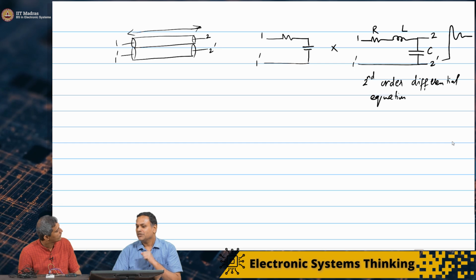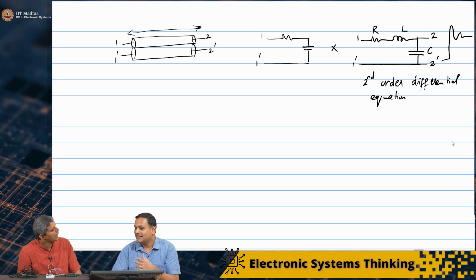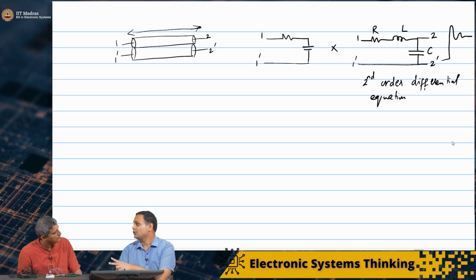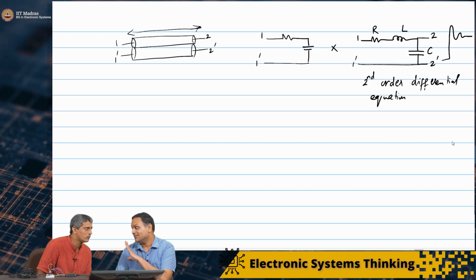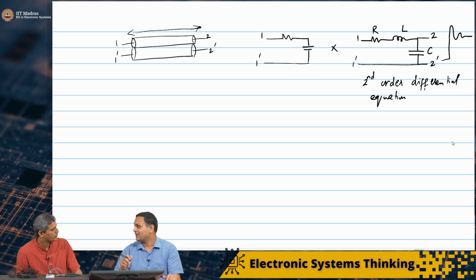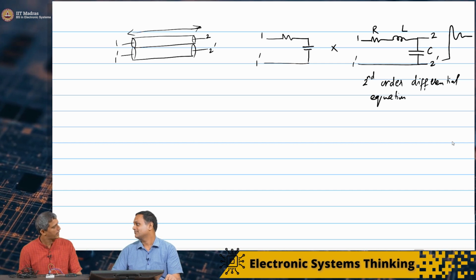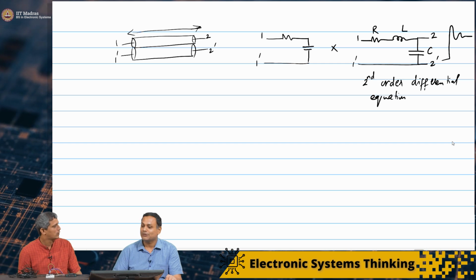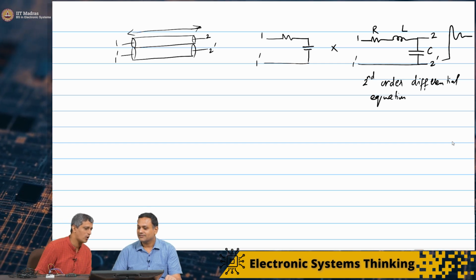So my guess is that we know that an inductor can actually store energy, but in the form of current. So my guess is there is some interchange of energy between the inductor and the capacitor. So that's what is happening.